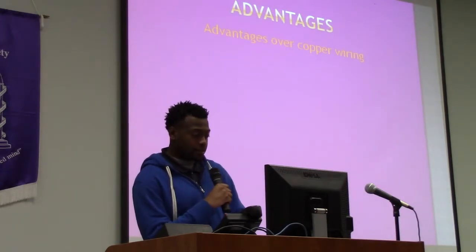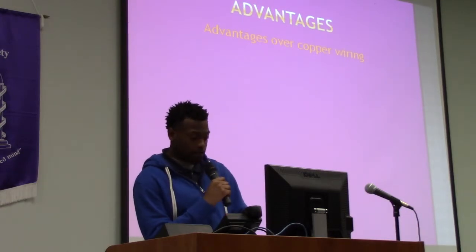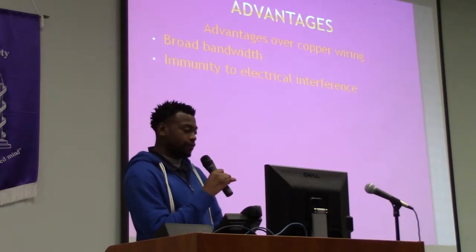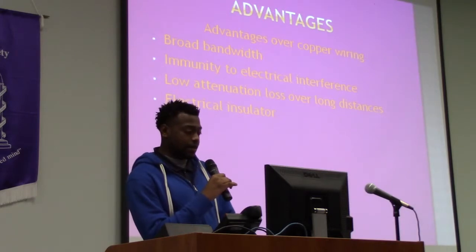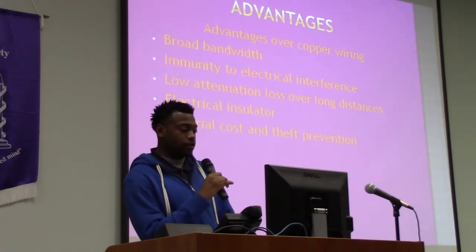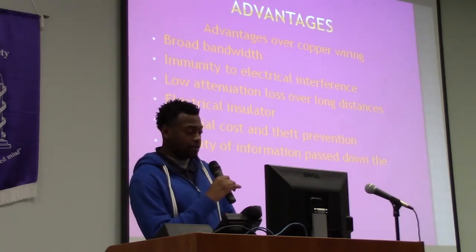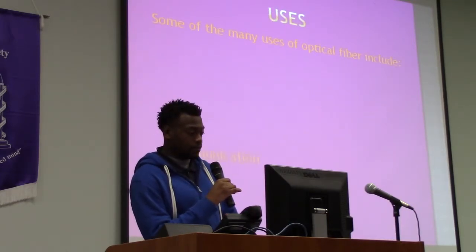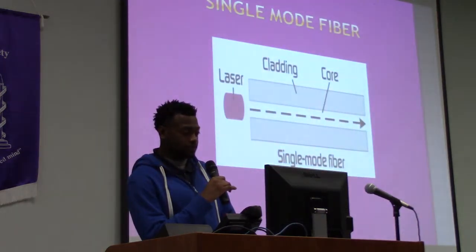And some of the advantages that optical fiber wire has over copper wiring are a broad bandwidth, immunity to electrical interference, low attenuation loss over long distances, electrical insulation, material costs and theft prevention, and also security of information passed down the cable. And some of the many uses of optical fiber include communication, sensors, and also power transmission as well.